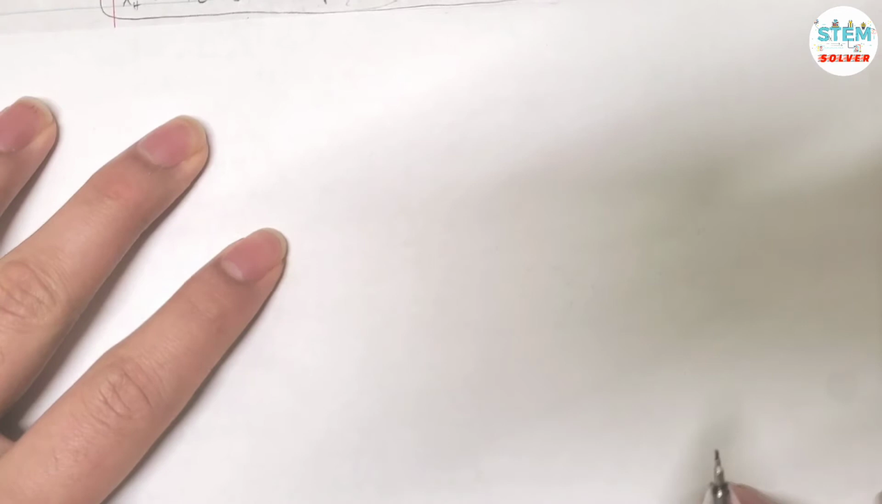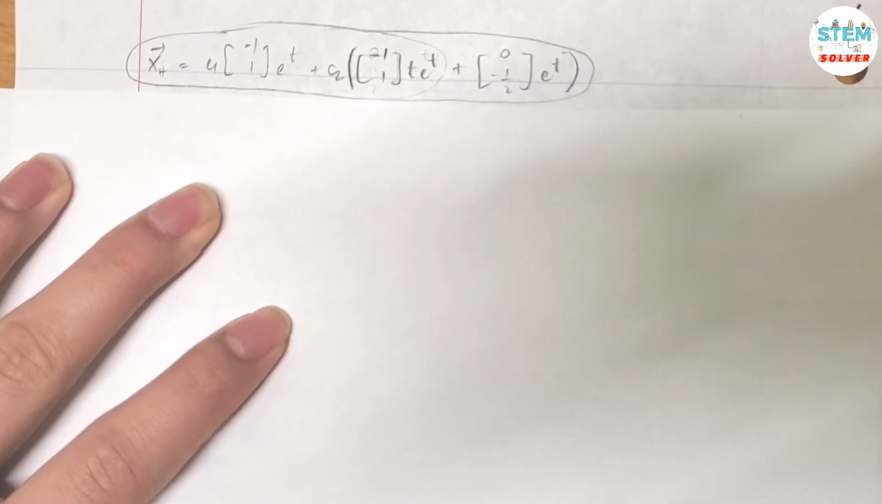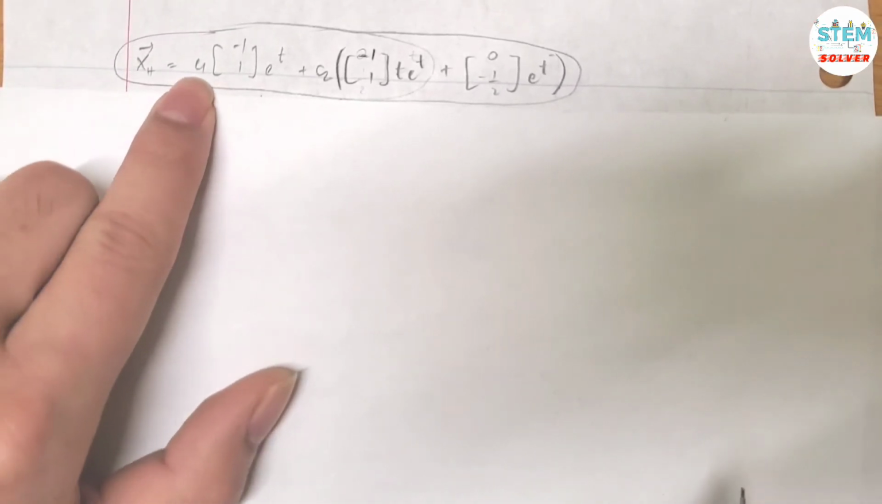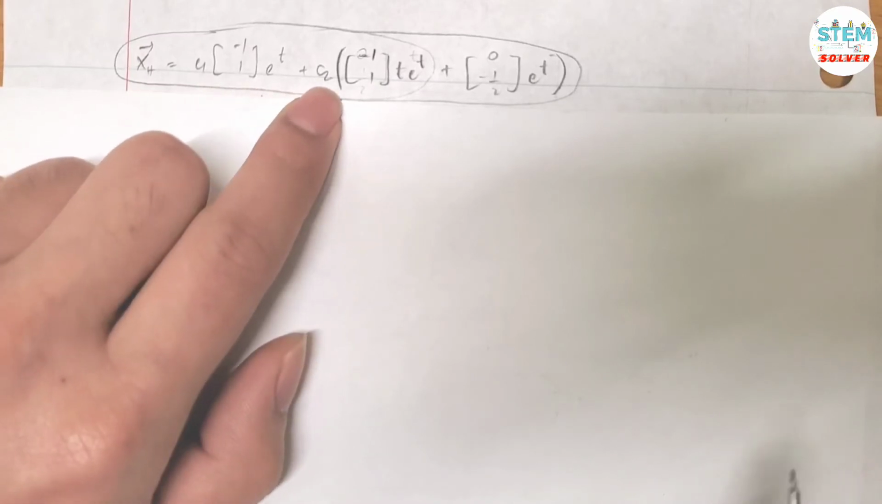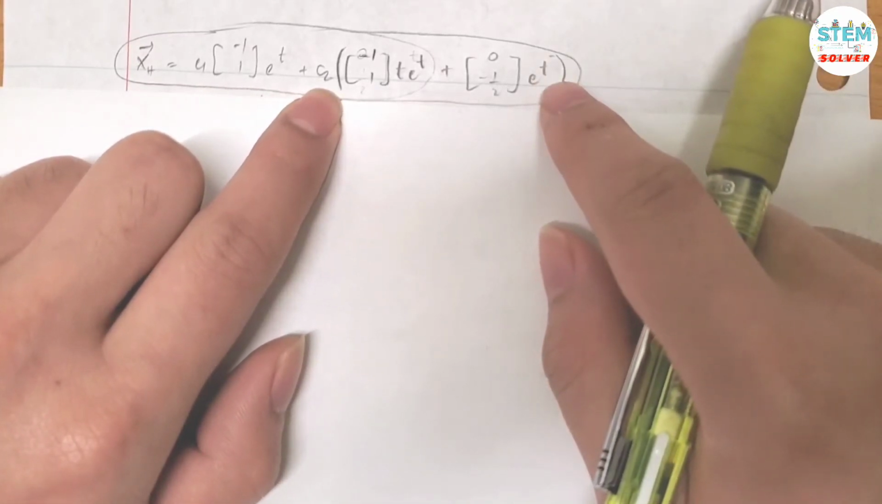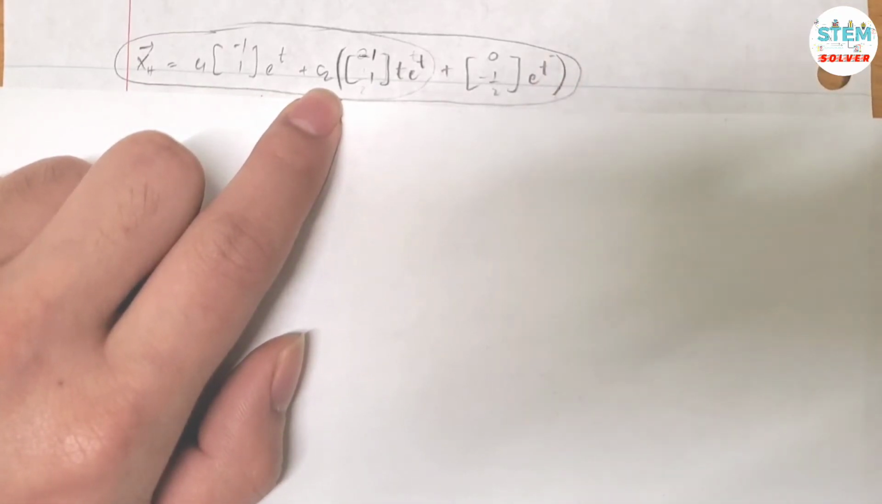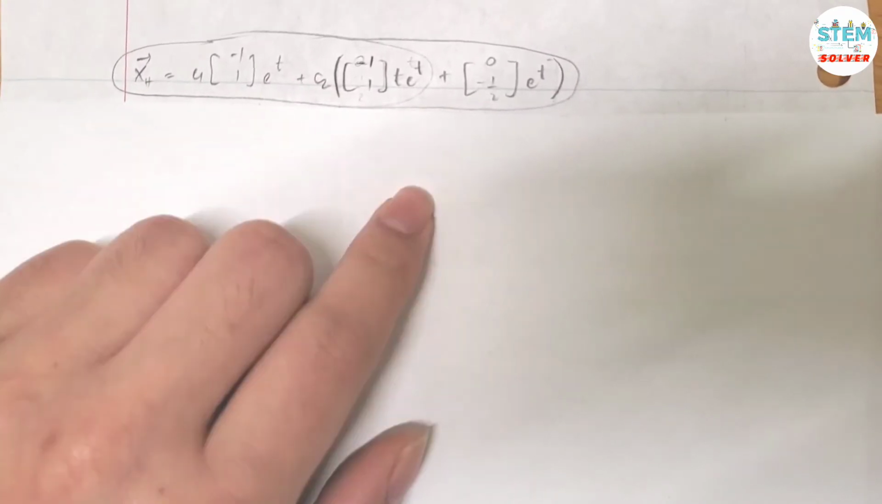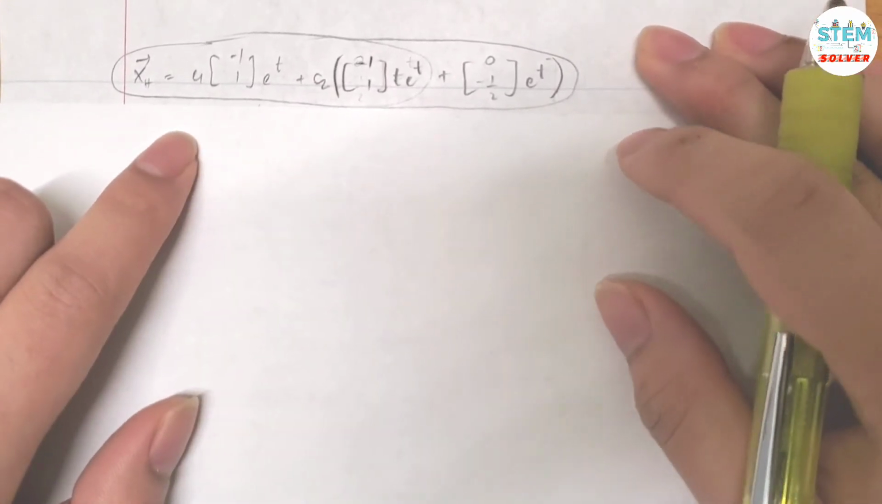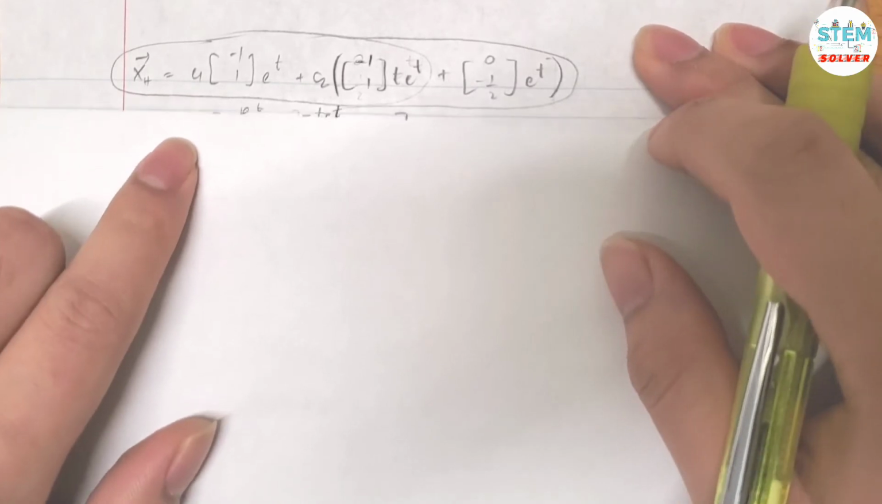Now let's put them together for the homogeneous solution. It is equal to c1 times vector x1 plus c2 times vector x2, which is this.